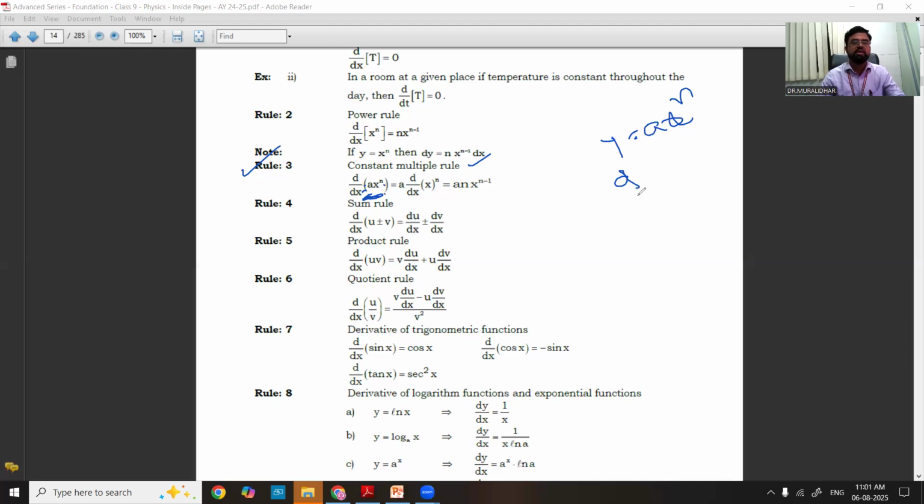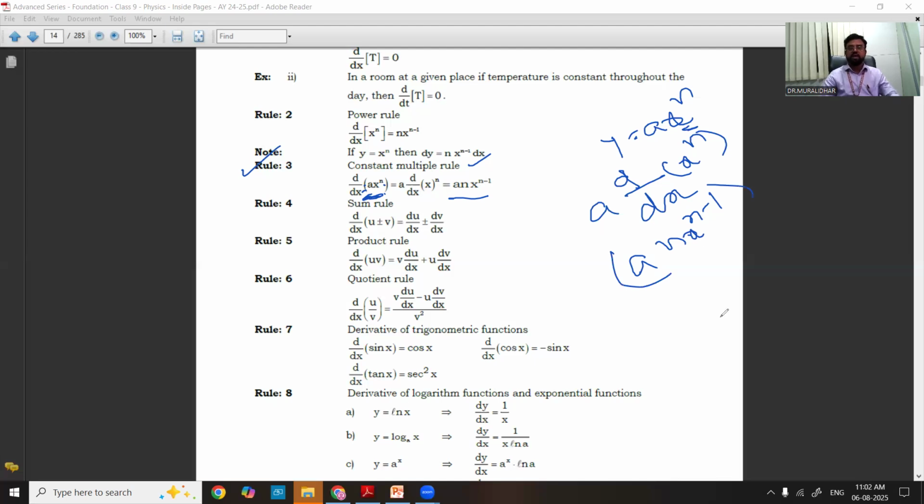a will come before, that is a d by dx of x power n, you can write it. We know how to write the derivative of x power n: a is a constant, and x power n is nothing but n x power n minus 1. That is the second rule we applied here, the power rule. a is the constant as it is. Correct or not? So this is the derivative of a x power n. a as it is, x power n is written as n x power n minus 1. That is the third rule called the constant multiple rule.